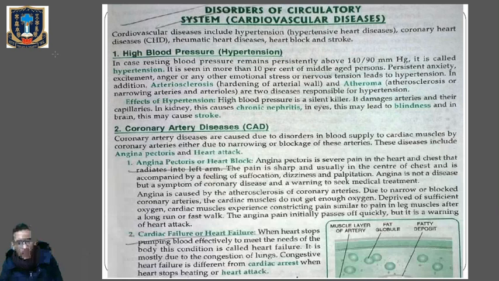So heart failure means when the heart stops pumping blood effectively to meet the needs of the body. Okay, heart failure or the cardiac failure means the heart will stop pumping blood effectively to meet the needs of the body. Clear? And it is mostly due to the congestion of the lungs, and congestive heart failure is different from the cardiac arrest when heart stops beating, or heart attack. So remember what we mean by CAD and what is high blood pressure.